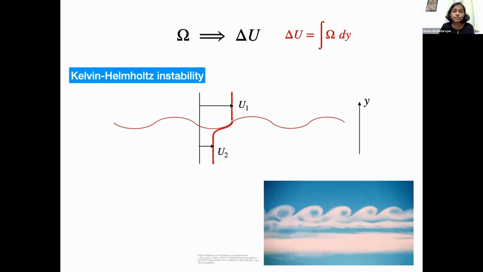So once you have vorticity on the interface, you can think of it as a velocity jump across the interface. So any vorticity on the interface is a velocity jump across the interface, and therefore the interface is immediately subject to Kelvin-Helmholtz instability. Any velocity jump across an interface is Kelvin-Helmholtz unstable.